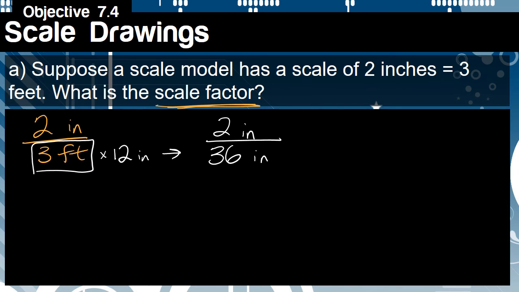So what we did is we just changed 3 feet to inches. So we have inches over inches. And we can solve for our scale factor now by simplifying this fraction. When we simplify it, it simplifies to 1 over 18. And so we can say that the scale factor for our map is 1 over 18. So for every inch, we're going 18 inches.